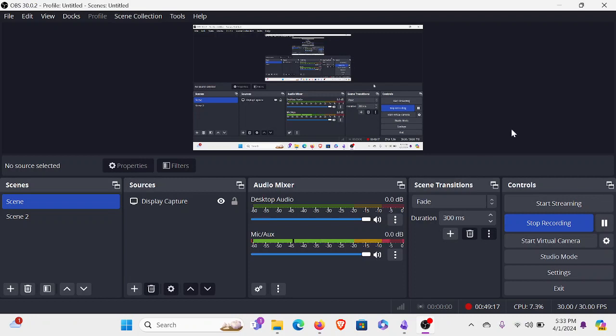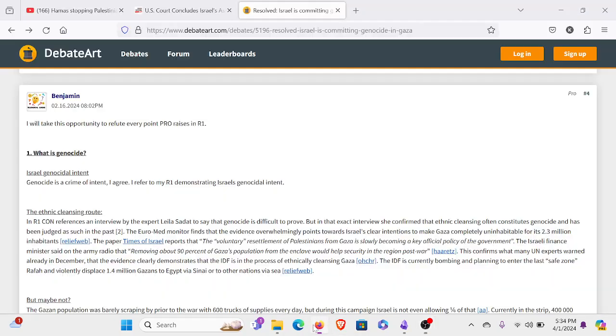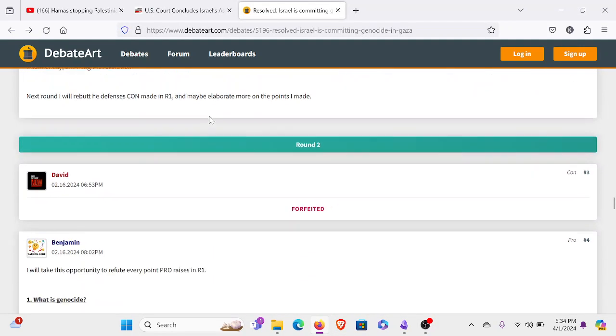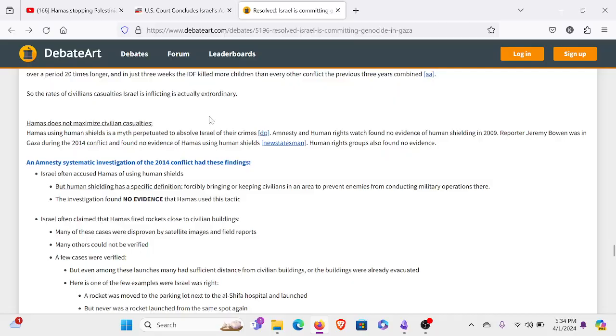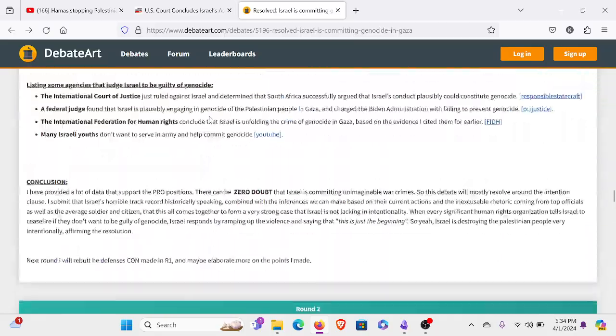Anyway, I just wanted to show you how to rip apart the arguments of a good debater, especially when you can get them emotionally engaged. If they happen to be emotionally invested in something, like I'm sure Benjamin did do a lot of research. He mentioned in the comment of the debate that he did a lot of research. I have no doubt he did a lot of research.